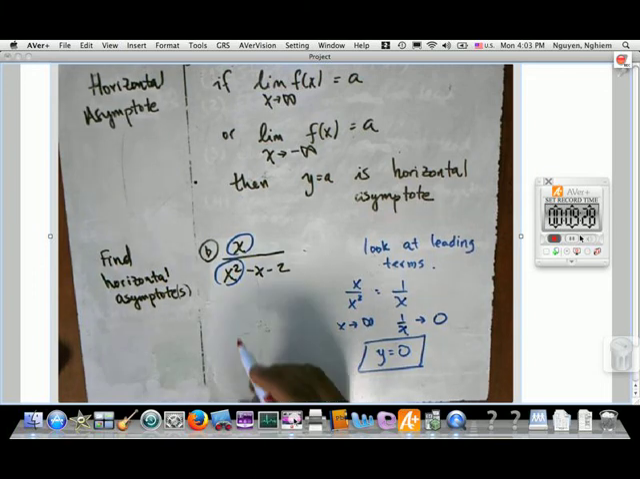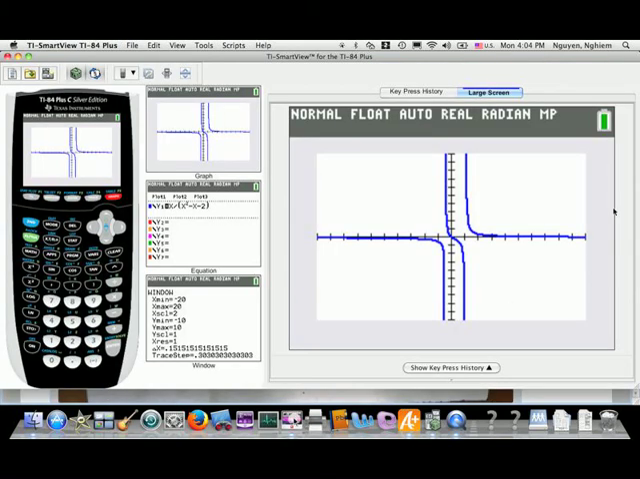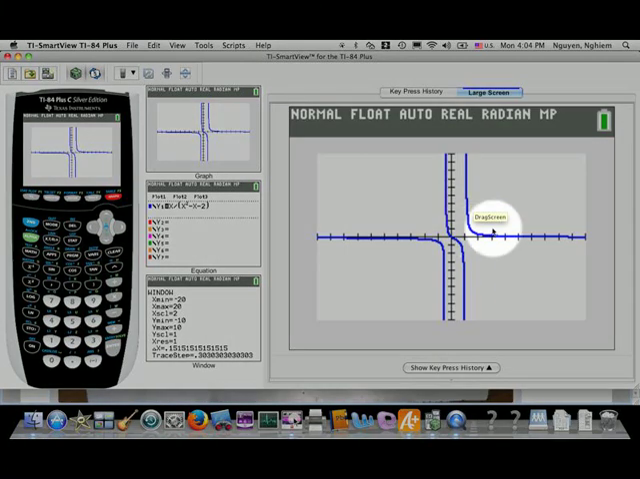Now, what about the range? We saw last time that the range, so is the range everything except 0? Well, let's look at the graph. See, this is one of those things that's tricky about range and about domain as well, but particularly range. You see the horizontal asymptote here, which is the x-axis. Let me turn this on here.